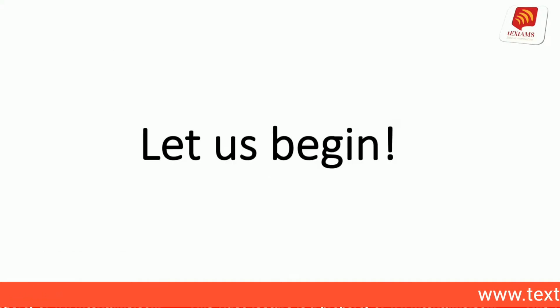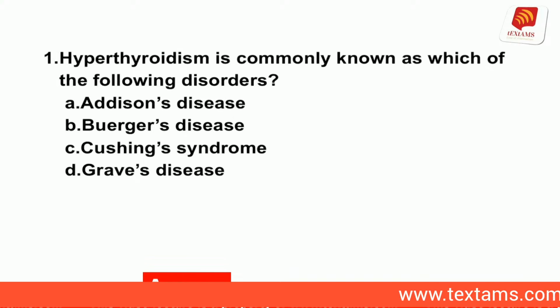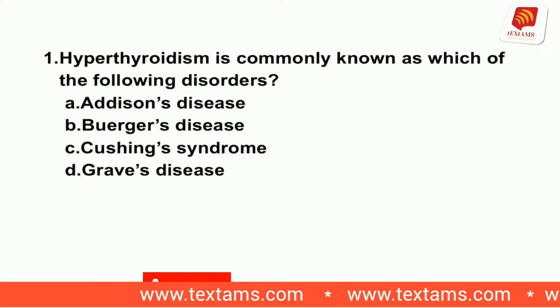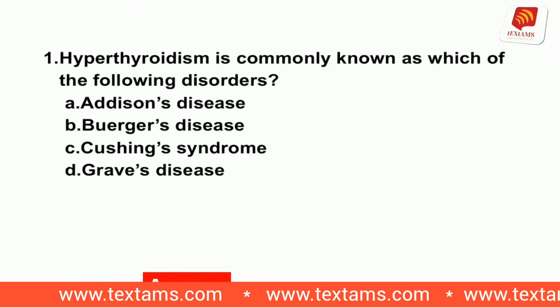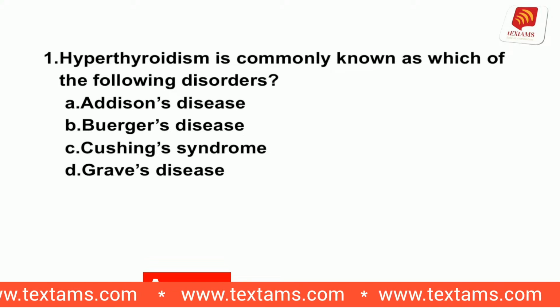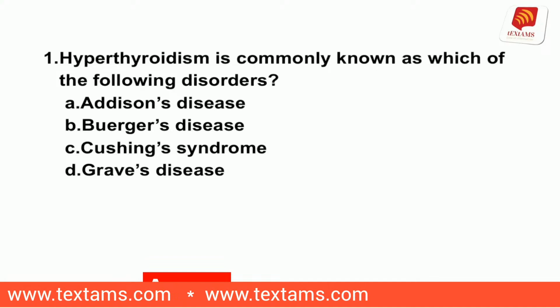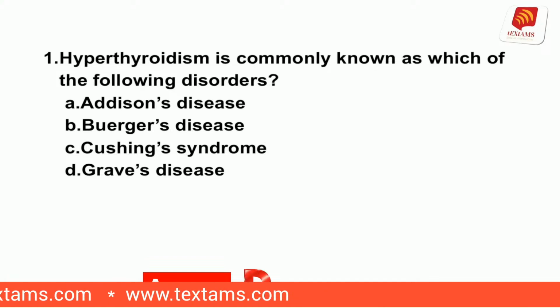Let us begin. Number 1. Hyperthyroidism is commonly known as which of the following disorders? A. Addison's disease. B. Buerger's disease. C. Cushing syndrome. D. Grave's disease. The answer is D. Hyperthyroidism is known as Grave's disease.